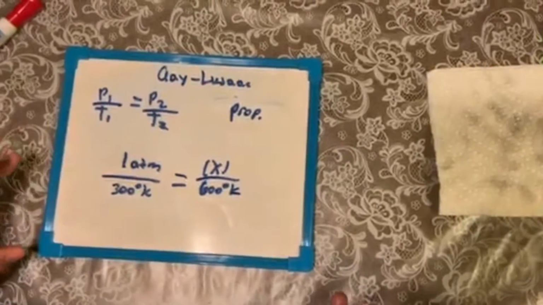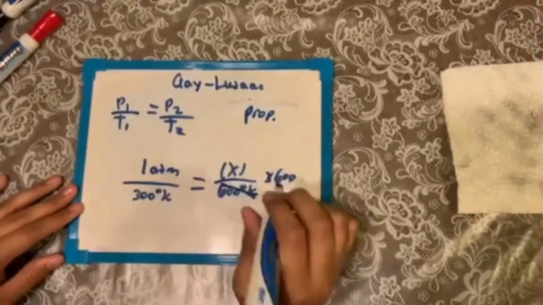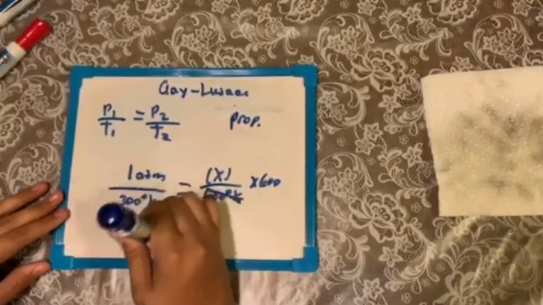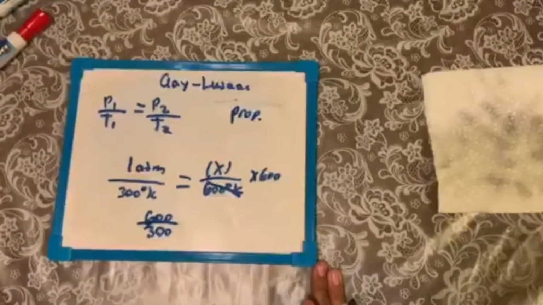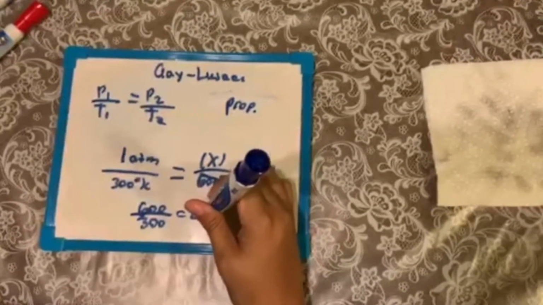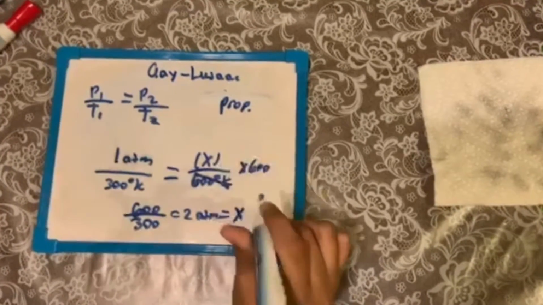So to get X by itself, you have to multiply by 600 to cancel this one out. So then 600 times 1 is just 600, and that is over 300. So 600 over 300, if you think about it, it's really just 2. And 2 is the new pressure, or 2 atm, which is the value for X.